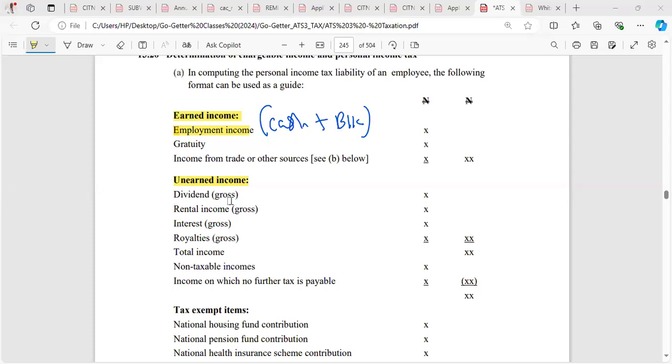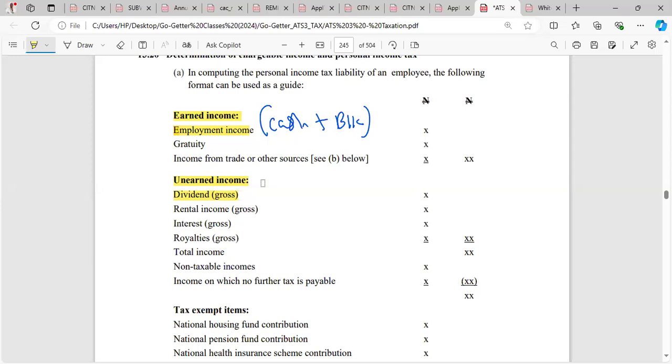For example, dividend income. Dividend is when you buy shares, let's say GT Bank shares that are currently being sold. You buy the shares, and when they declare dividends, the profit that is distributed to shareholders is called dividends. They will give you your dividends.